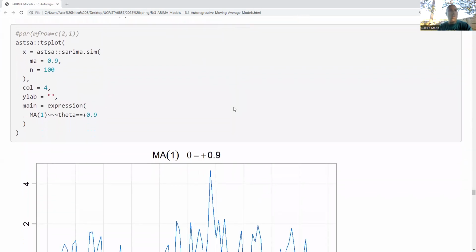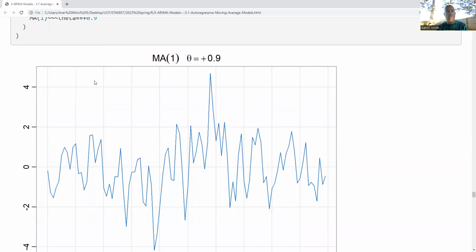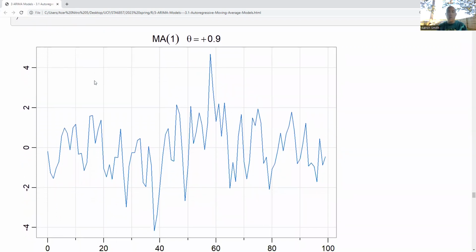Here's my code for doing a simulation. So I'm using the ARIMA.sim function. Here I'm setting, I just want 1 coefficient for the moving average model. I want to generate 100 observations. So this does the simulation for me. And the TS plot function from the ASTSA package gives us the visualization. And boom, we've got it. Okay, so we can look at that.